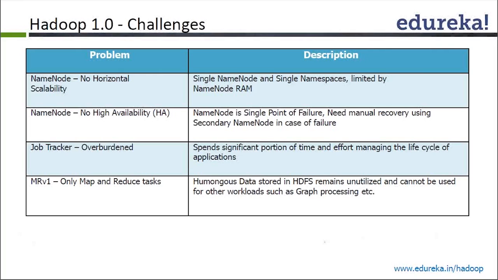Okay. So with the current architecture, guys, let's understand what the current challenges are with the architecture we just saw with Hadoop 1.0. One of the challenges is with the name node. The first challenge with the name node is high availability, and the second challenge is that there is no horizontal scalability.